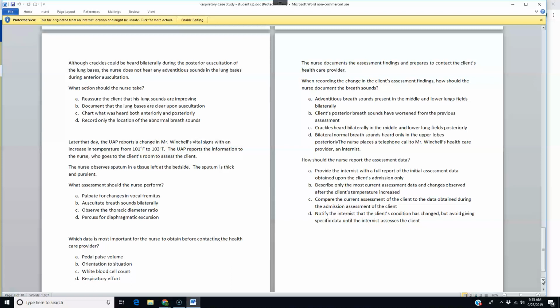Okay, the next question: how should the nurse report the assessment data? A very good question. We would compare the current assessment of the patient to the data obtained during the admission assessment. So how has this patient changed? Because remember, he does have a chronic respiratory problem, but he didn't come in that way, and now his condition has worsened. So we find that very significant. So do you see the difference? We have to look at this patient specifically, okay?